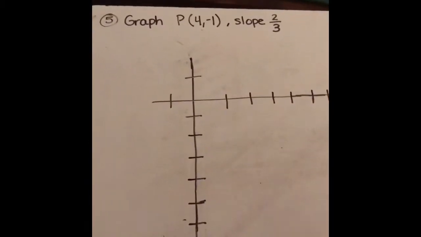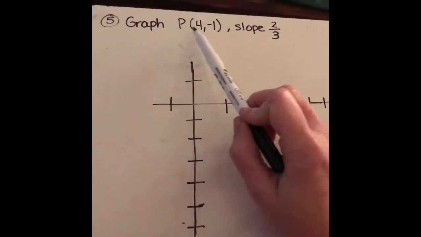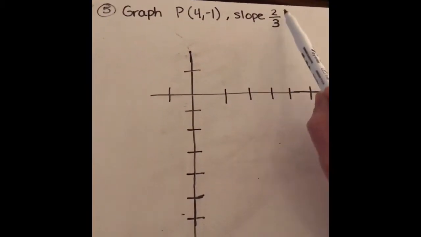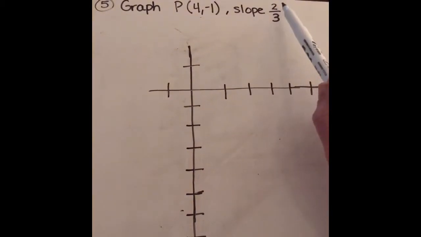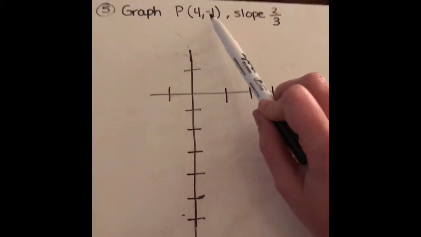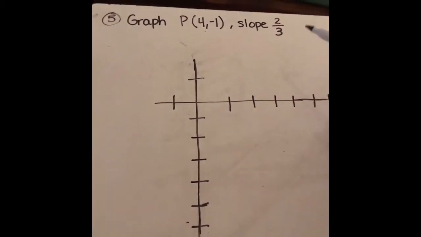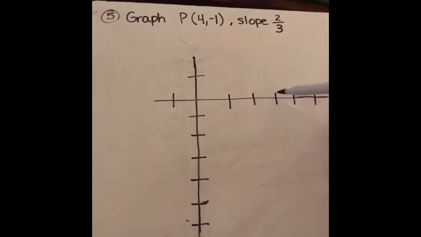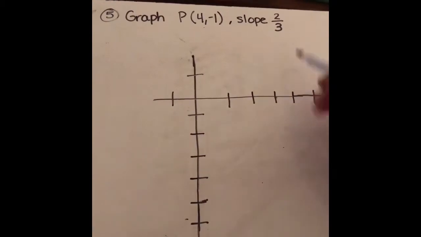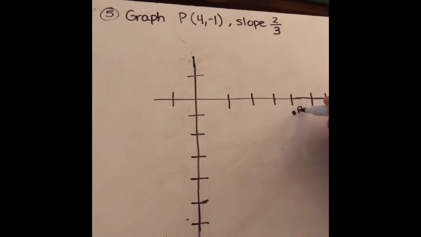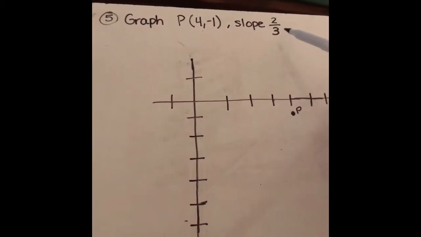Okay, so for number 5, you are graphing given point P (4, -1), slope 2/3, which is rise over run. First, you're going to plot your point, which is (4, -1). So 1, 2, 3, 4, down to -1. Okay, which is right here. So that is P.